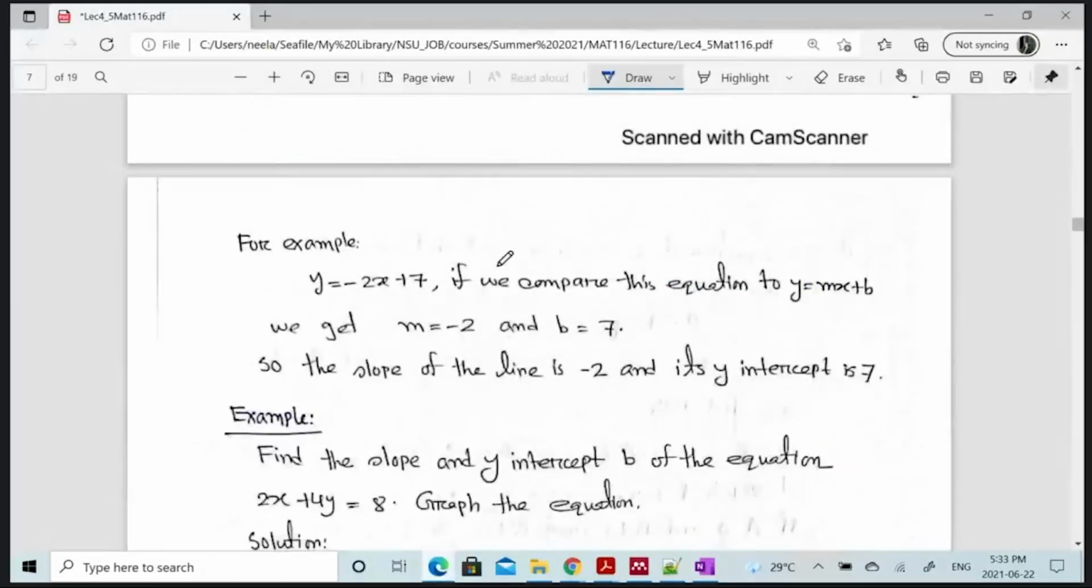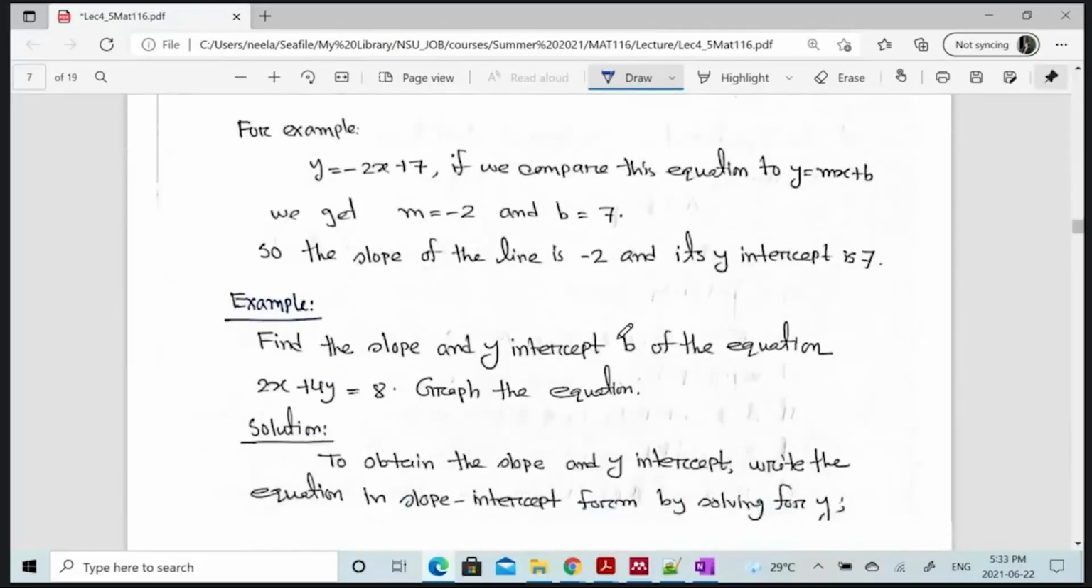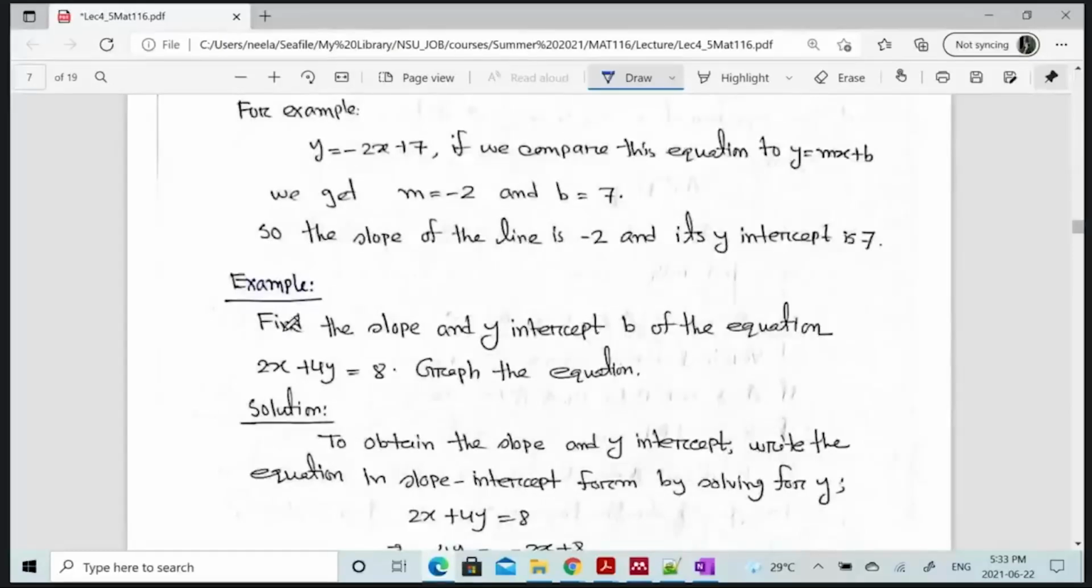There is one example: if I have y equal to minus 2x plus 7, and I compare it with y equal to mx plus b, then I can see m equal to minus 2 and b equal to 7. Then you guys can solve this one.